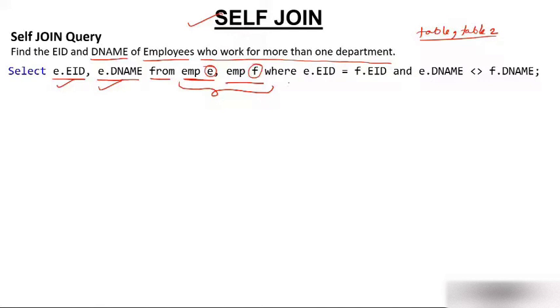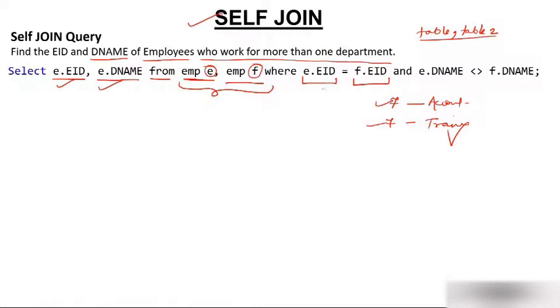And then we apply a condition where E.EID is equal to F.EID. Why this? Because we want the employee ID of those employees who are working in more than one department. Suppose I am working in more than one department, and my employee ID is 7. Once I was working with accounts, and again I worked with training. So my employee ID will remain the same.